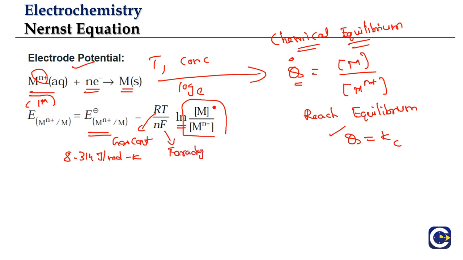Faraday's constant. Faraday's constant is nothing but the charge on 1 mole of electrons. Each electron, we know, will have a charge of 1.6 into 10 power minus 19 coulombs. 1 mole means we'll have Avogadro number, 6.022 into 10 power 23. So Faraday's constant will be approximately 96,500 coulombs. That is the value of F. So this is the expression for the electrode potential under different conditions.